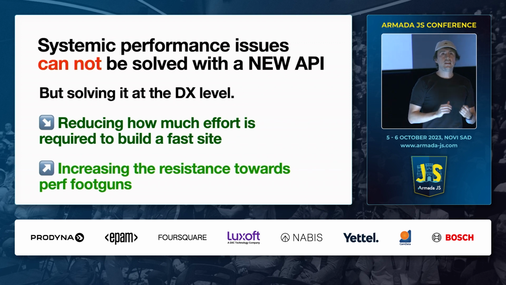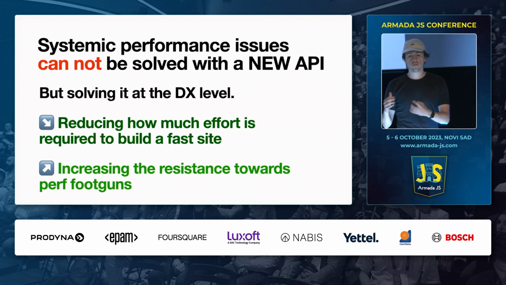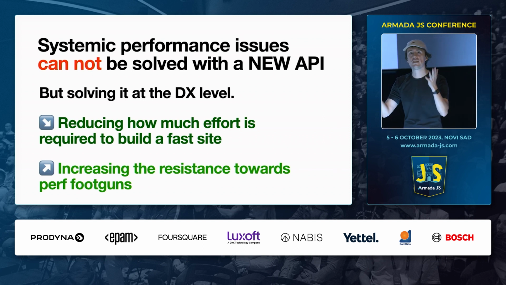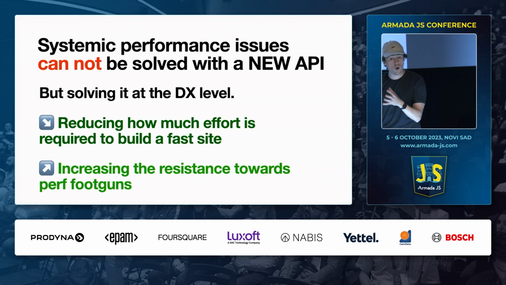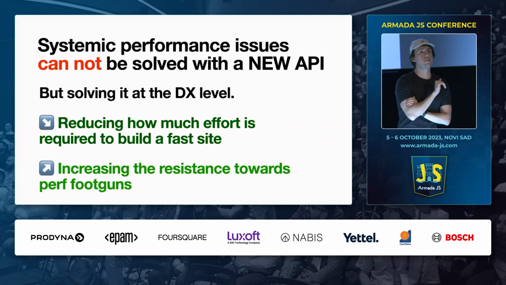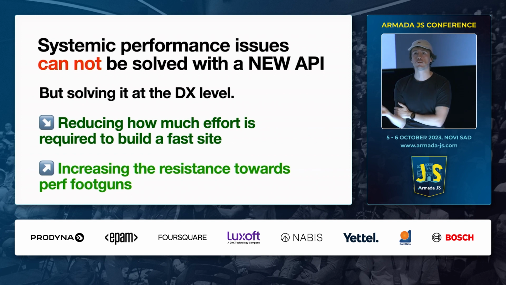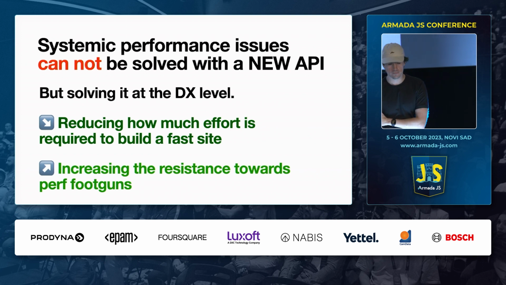So my big idea for you to take today is that systemic performance issues cannot be solved with yet another API. We cannot give more options. More options will not solve the problem. We need to solve the problem at the DX level. It's about changing the resistance. You have to reduce how much effort it requires to build a fast website. You might make the good path easier, but another nice way is to make bad patterns harder. Something that developers should not do should not be the easiest thing for them to do, basically. And I think it's reasonable.